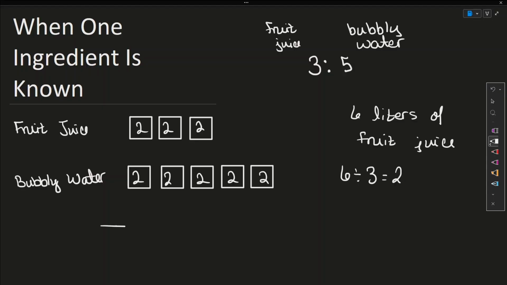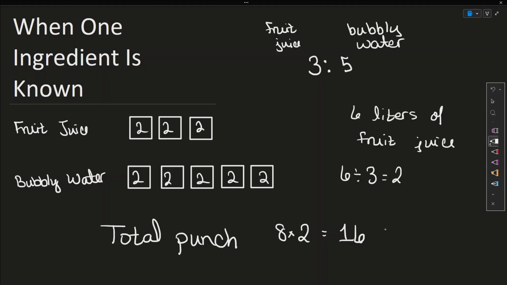I actually want to know the total amount of punch. There are a total of 8 parts that are each worth 2. That gives us a total of 16. We can make 16 liters of punch.